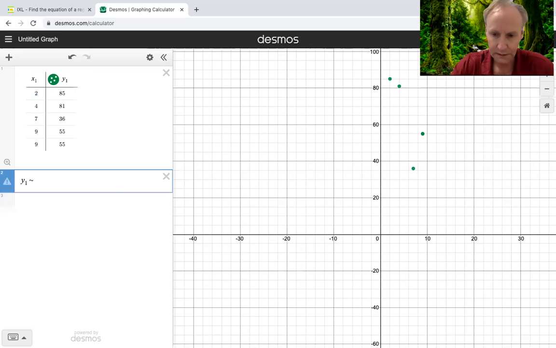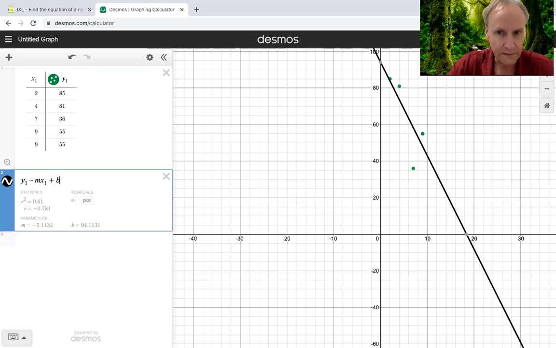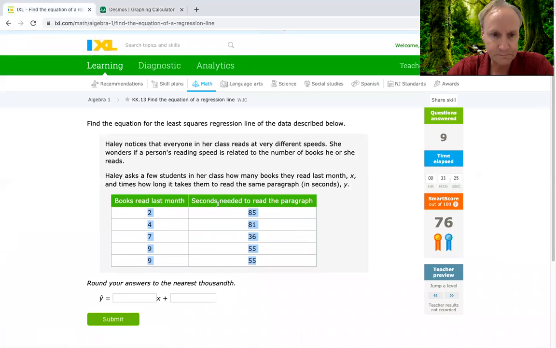y1 tilde mx1 plus b, there it is. You see how it got closer over here and further away over there? The reason is because there's a double point there. Negative 5.11, basically we expect that the time that it takes to read the paragraph will go down 5 seconds for each book that somebody read before. If somebody read no books at all, we would expect that it would take them 94 seconds to read the paragraph. So let's take a look at the equation again.